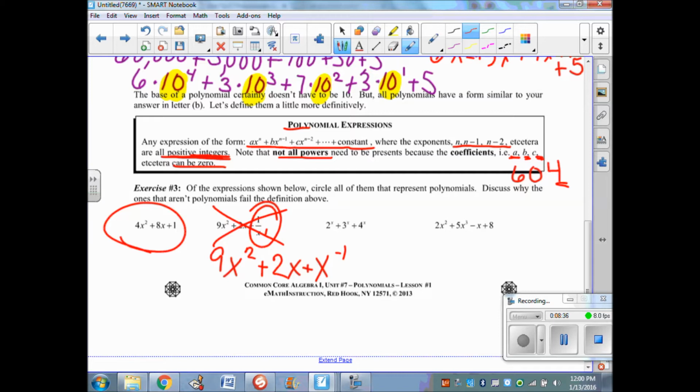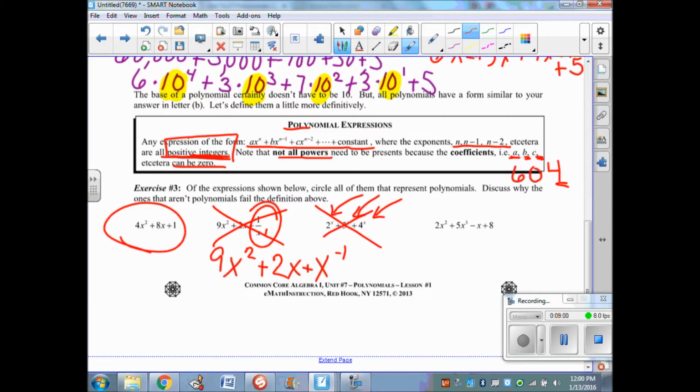The third one, we look at the exponents, and they're all x's, but the bases are all different. Could x be anything? x could be a half, x could be negative 5, x could be 0.25. We don't know what that x is, but there's the possibility that it's not a positive integer, so not a polynomial.